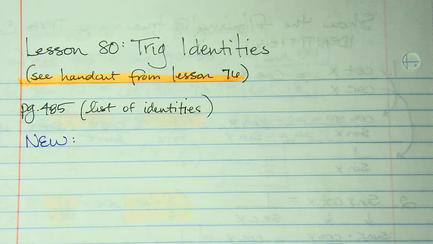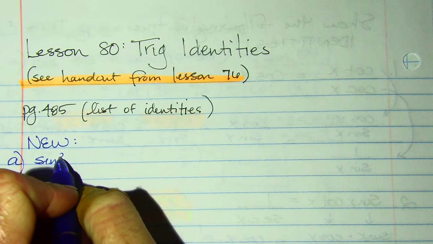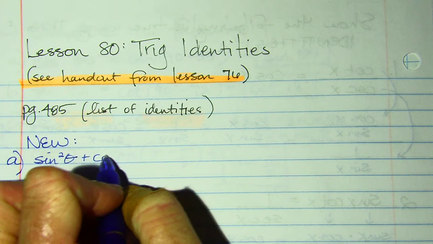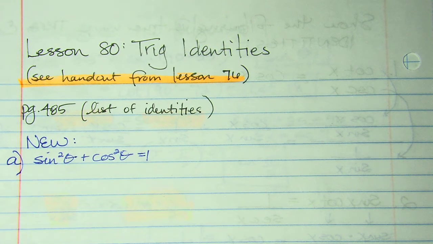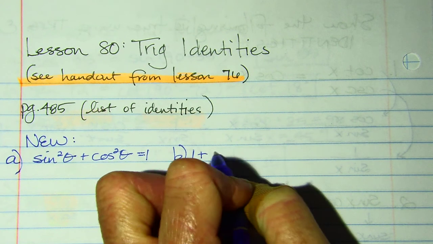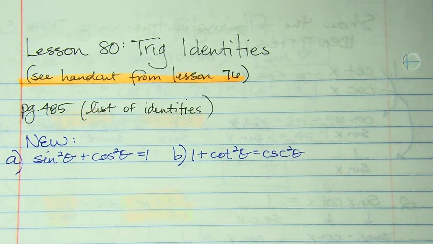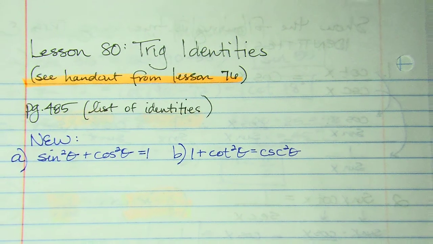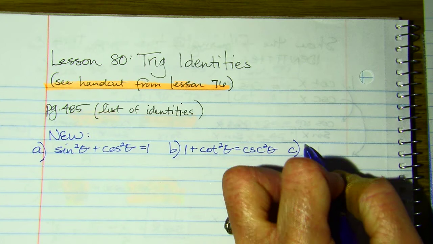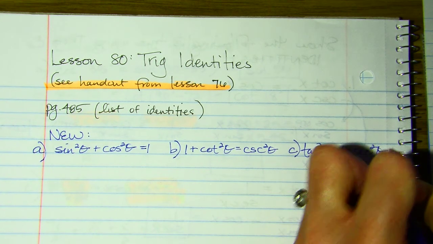We're going to cover 3 of them today and use proofs that handle them. So there are 3 new ones I'm going to cover today. The first is that the sine squared of theta plus the cosine squared of theta equals 1. The next one I'm going to cover is 1 plus the cotangent squared of theta equals the cosecant squared of theta. And let me zoom out just a little bit. And then the third is the tangent squared of theta plus 1 equals the secant squared of theta.